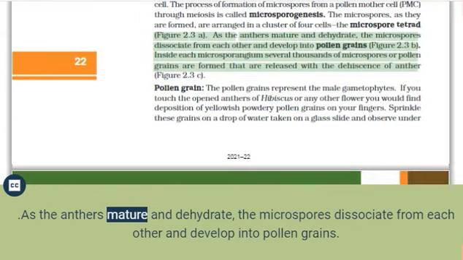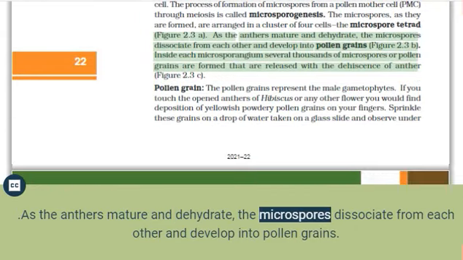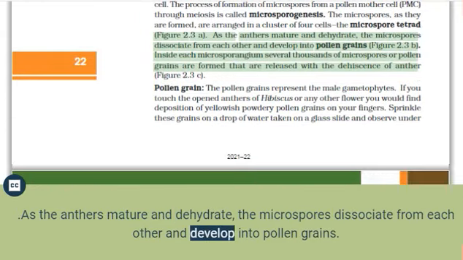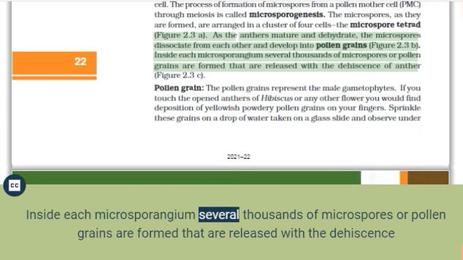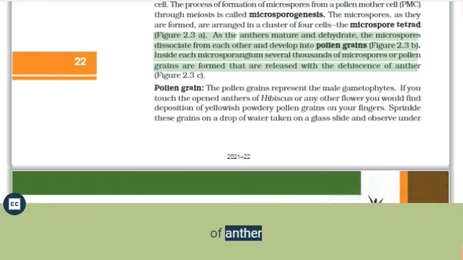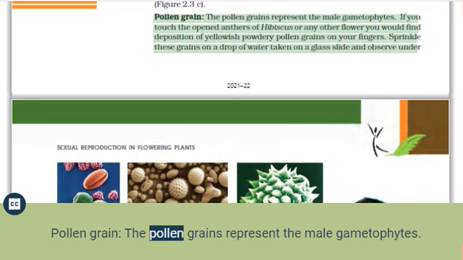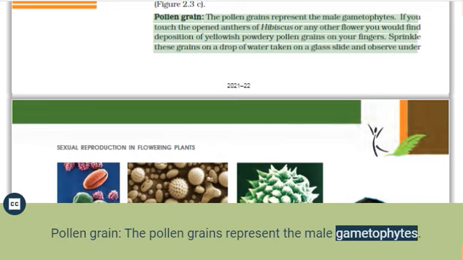As the anthers mature and dehydrate, the microspores dissociate from each other and develop into pollen grains. Inside each microsporangium several thousands of microspores or pollen grains are formed that are released with the dehiscence of anther. Pollen grain. The pollen grains represent the male gametophytes.